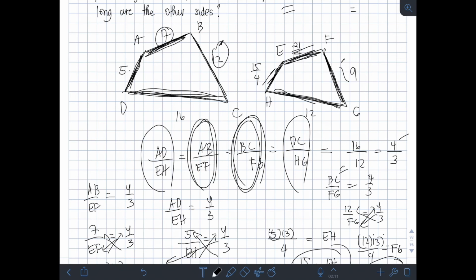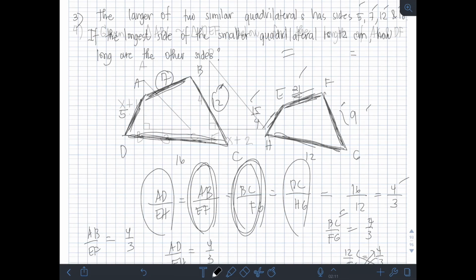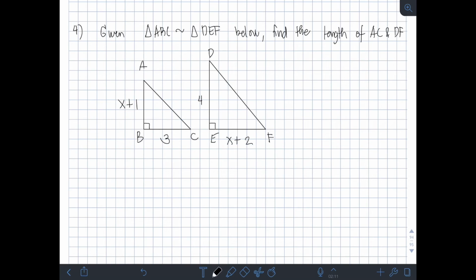Okay, so therefore, nakuha na natin yung lahat ng dimensions nung smaller quadrilateral. So, 15 over 4, 21 over 4, and 9. Okay? Next, we have, given triangle ABC is similar to triangle DEF below, find the length of AC and DF.